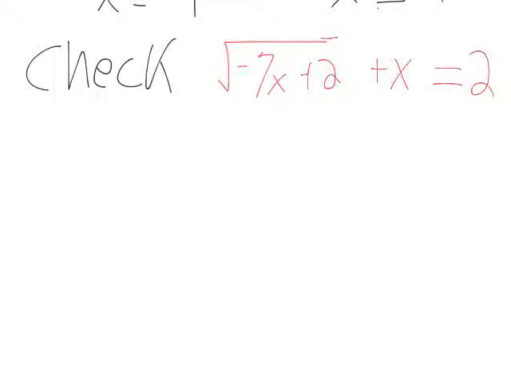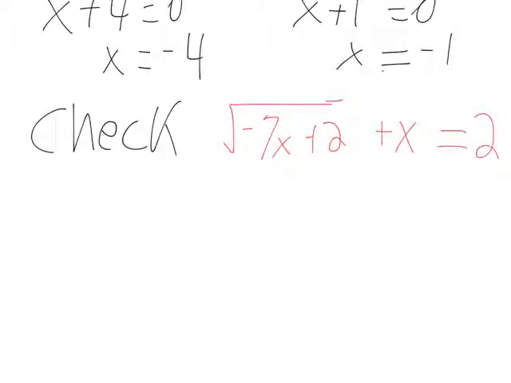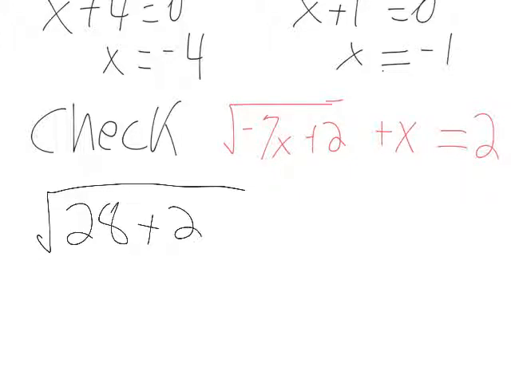And I am checking two different numbers. We will check the negative 4 first. So I've got square root of negative 7 times negative 4 is 28, plus 2, plus x is equal to 2. Let's see. Okay, I may have a mistake somewhere. I'm going to stop the video and check and see what I've done wrong.